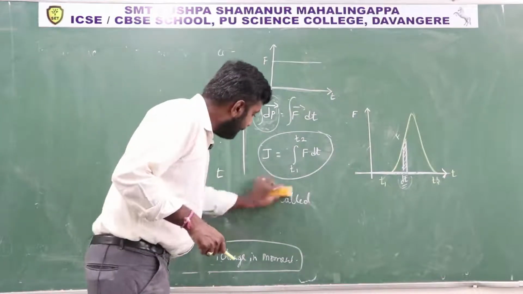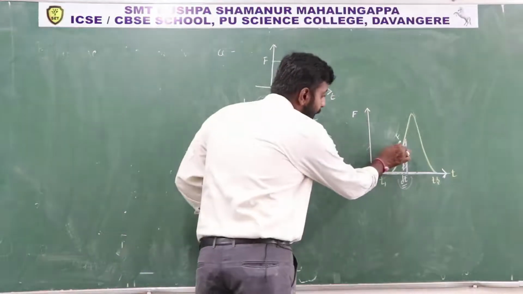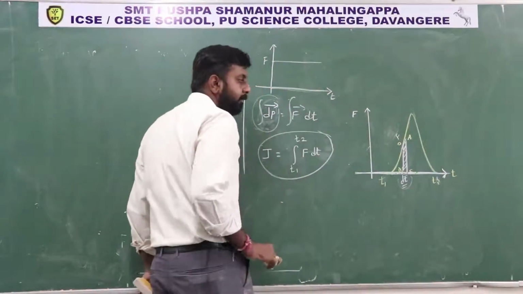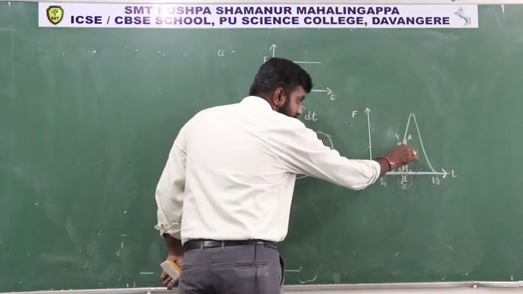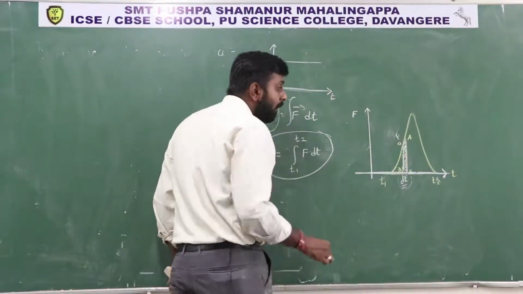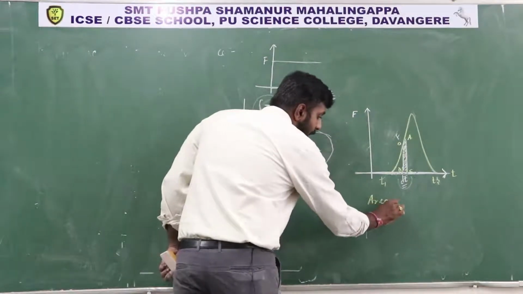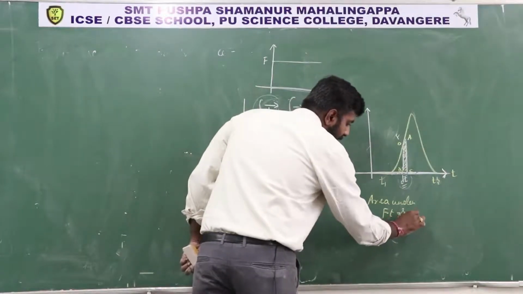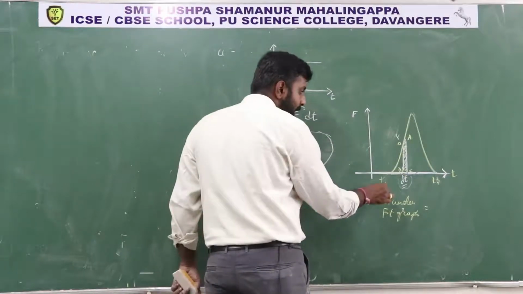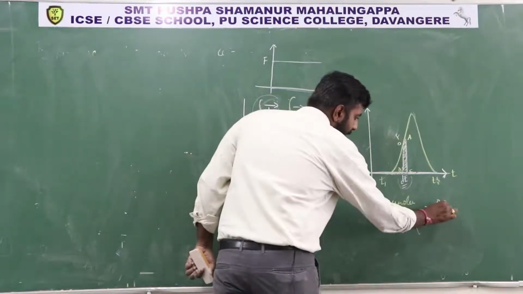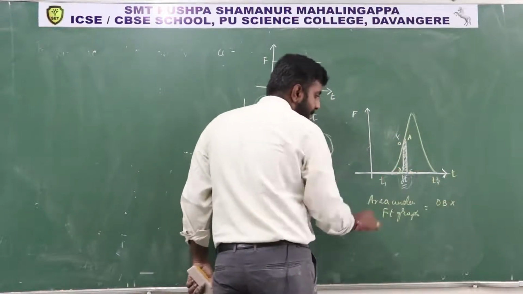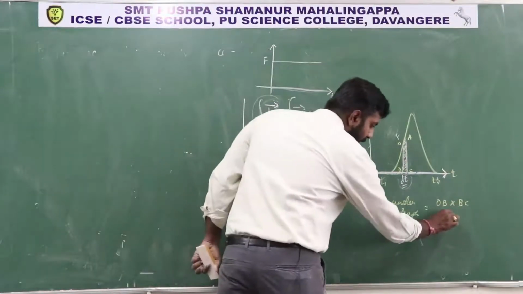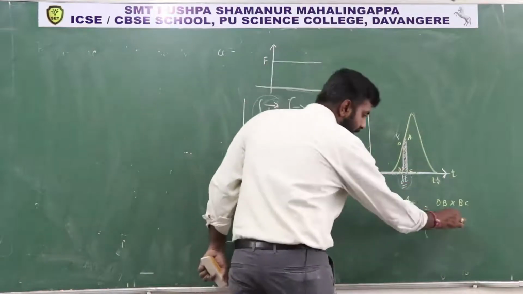And also remember, in the graph, if you consider this point is O, this point is A, this point is B, and this point is C, then here this area under the F-T graph, okay, means I am considering this length is OB and this breadth is BC. OB into BC.